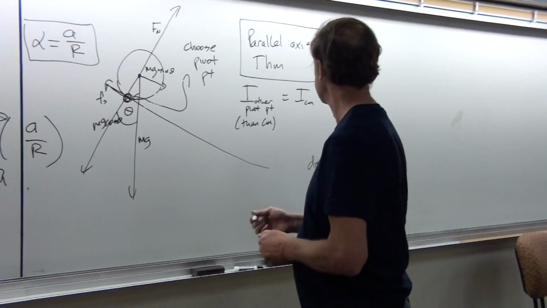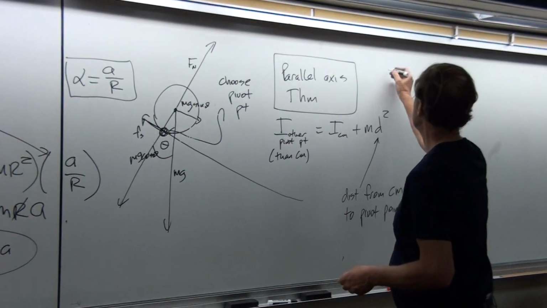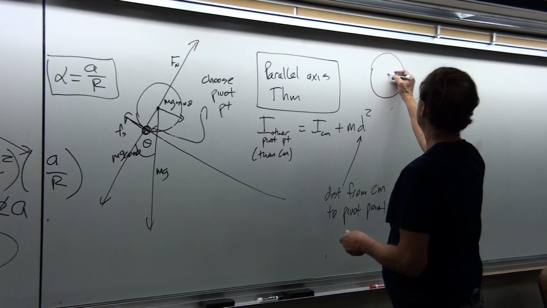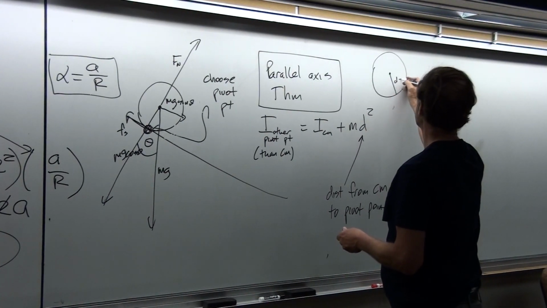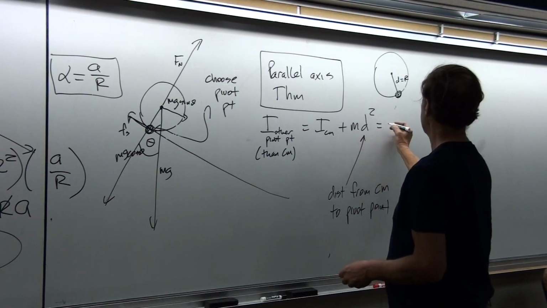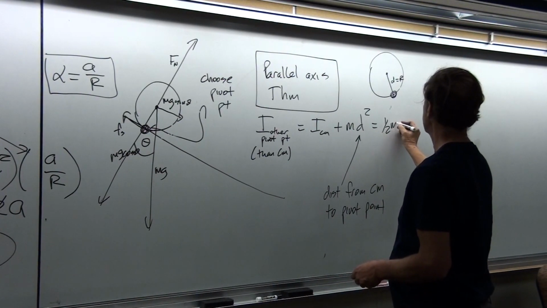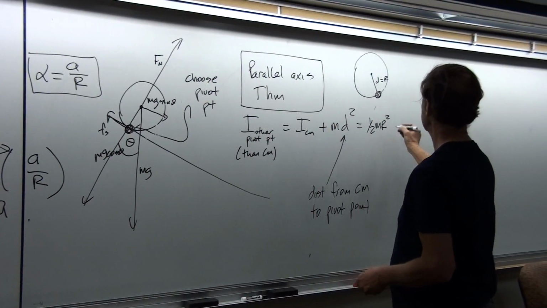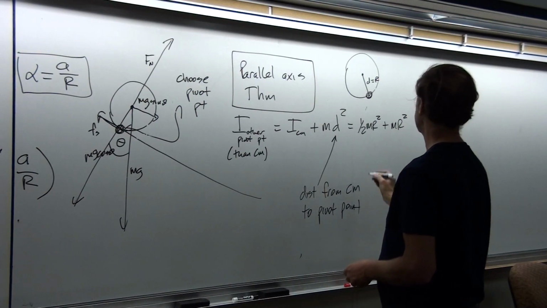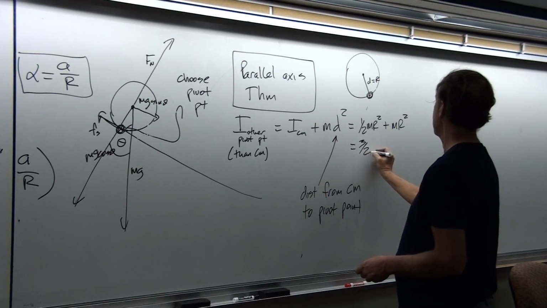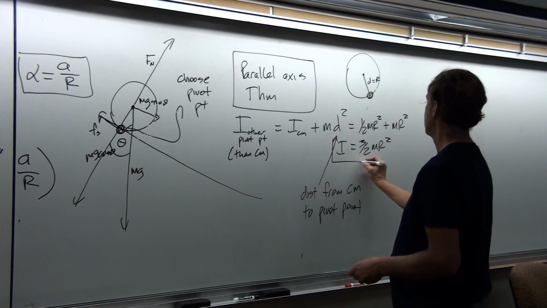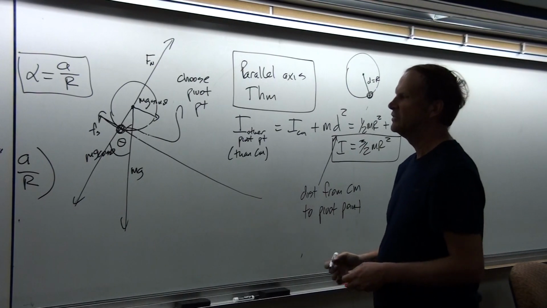So if we do that for our cylinder about the new pivot point, then the d value is just r. So this is our new pivot point. And so we'll have I center of mass as 1/2 mr squared, as we saw before, for a cylinder, plus m times d squared, but d is r in this case. So that gives us 3/2 mr squared for the total moment of inertia about this new pivot point. And so this is the key.